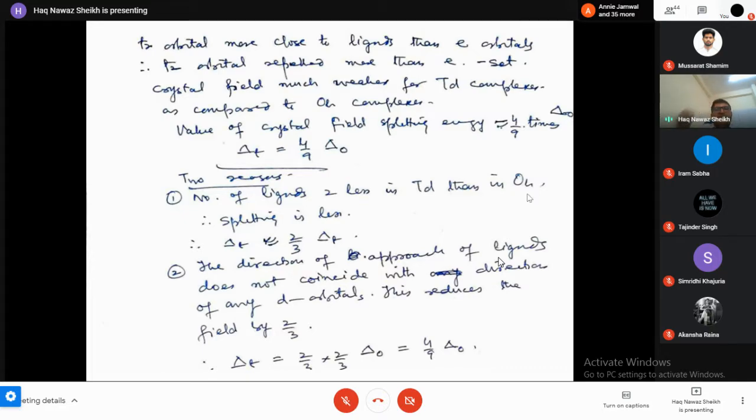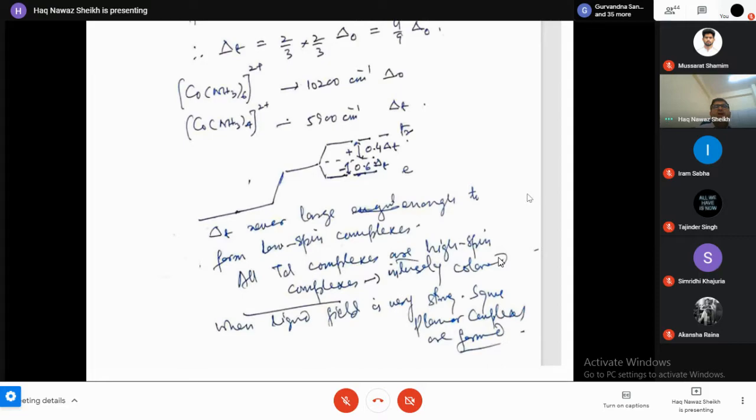The direction of approach of the ligand does not coincide with the direction of the d orbital. This reduces the splitting further by 2/3. Therefore, this 2/3 and that 2/3 becomes 4/9 delta 0. So that's the reason why the tetrahedron crystal field splitting is 4/9 times the octahedron splitting, right?